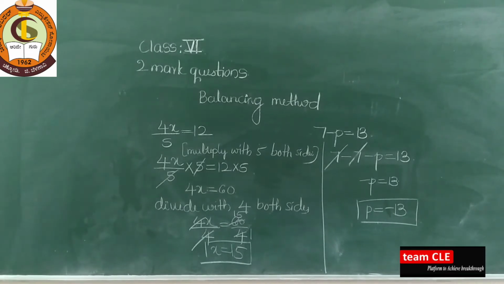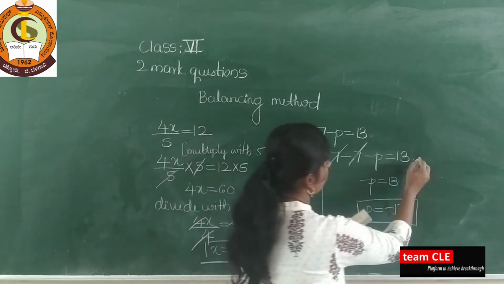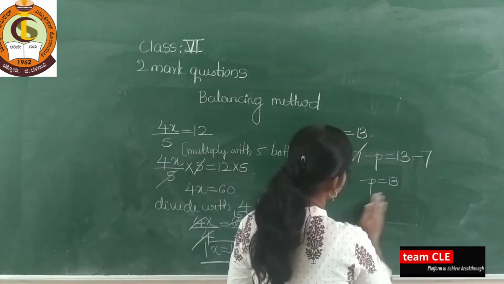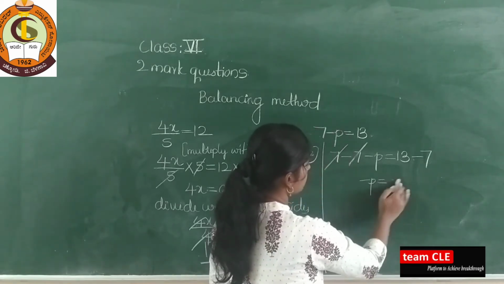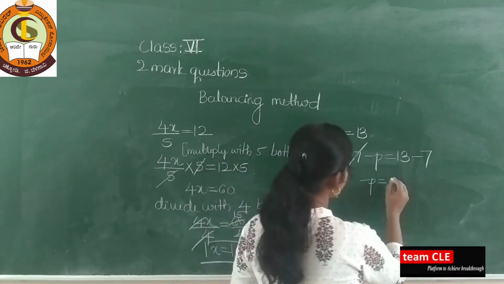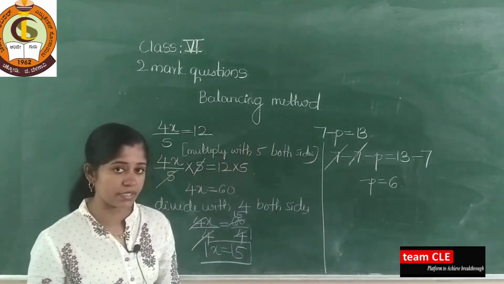Dear students, see here, whatever you give to the LHS, you have to give to the RHS also. Okay, so next here you change all the procedure. 13 minus 7, tell me, 13 minus 7 is 6. Okay, so don't make this mistake in the exam.